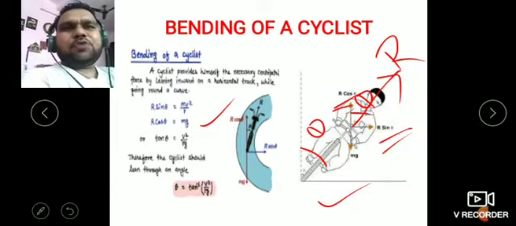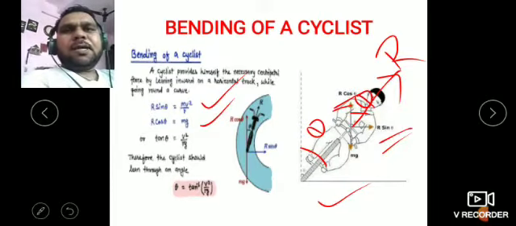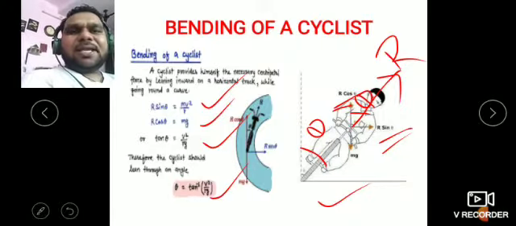R sin theta will be equal to m v² / r. By solving, we will get tan theta = v² / r g, or theta = tan inverse (v² / r g). So this is the angle with which the cyclist should bend with respect to the vertical. Okay, this is bending of a cyclist.